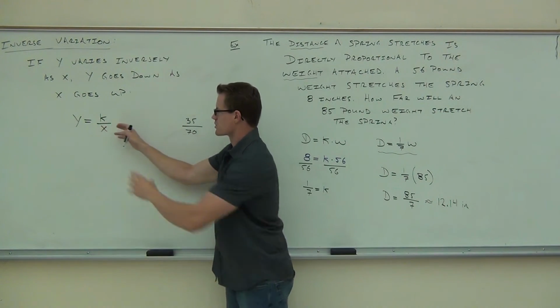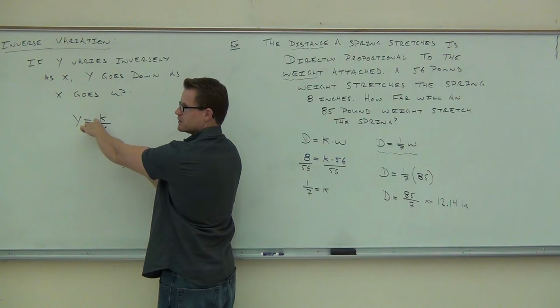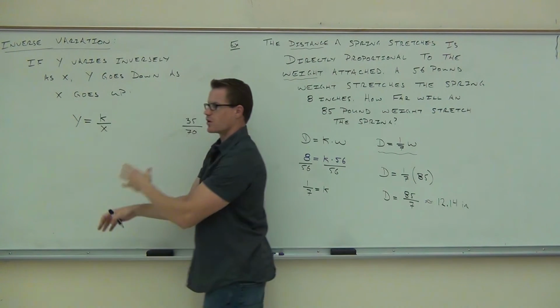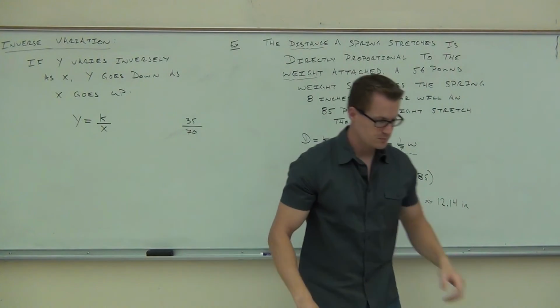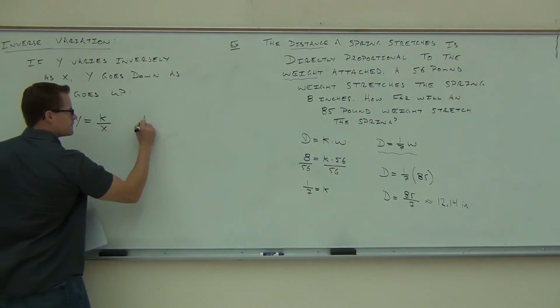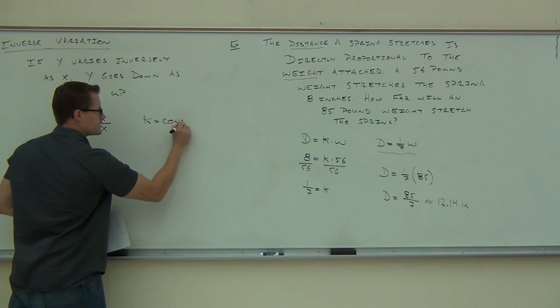As x is getting larger, this k, that's a constant again. Constant variation, that's not changing. This quantity altogether will get smaller, just like this example I showed you. So again, k is a constant. That's not changing.